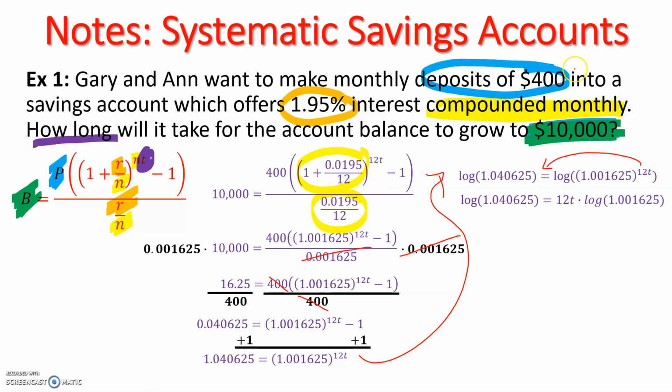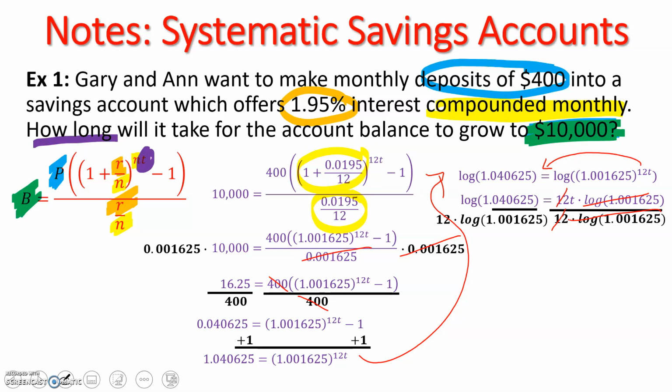So right now when I look at the right-hand side, I see that there's a 12 being multiplied to the t and a log of 1.001625. I would like both of these, the 12 and this log, to be moved away from the t so that I could solve for t. So since they're being multiplied, I'm going to divide on both sides by the 12 times log of 1.001625. And I'm going to do that on both sides to keep the equation balanced. And now on the right-hand side, 12 divided by 12 is 1, and log of 1.001625 divided by log of 1.001625 is also 1, so those cancel.